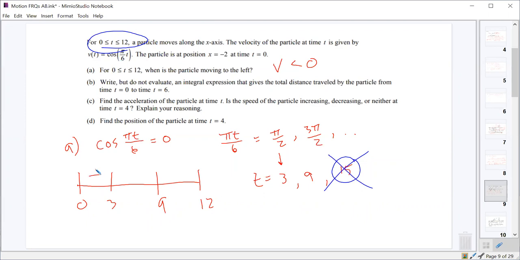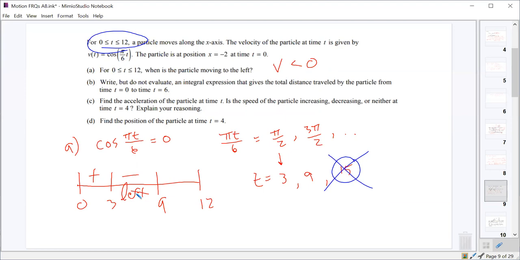Positive. So we're moving to the right. Plug in something between 3 and 9, like let's say 6. 6 is an easy number to plug in there, right? Gives you cosine of pi. Cosine of pi is -1, so negative. So we're moving to the left.